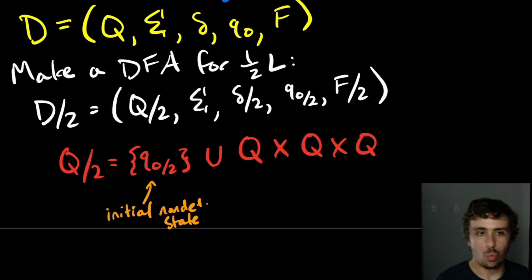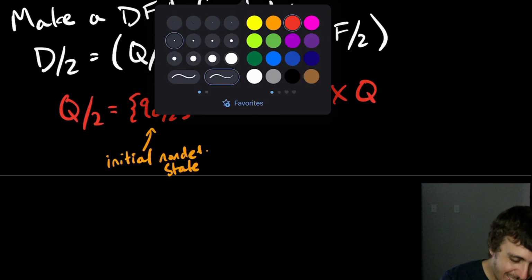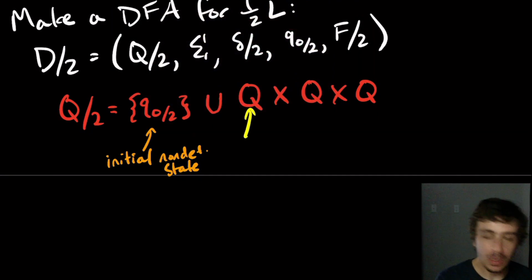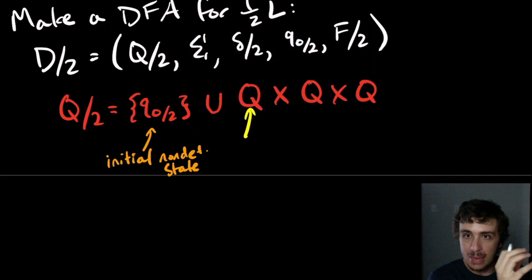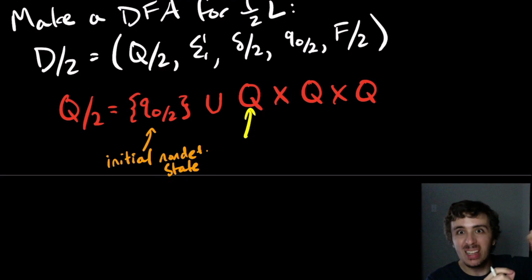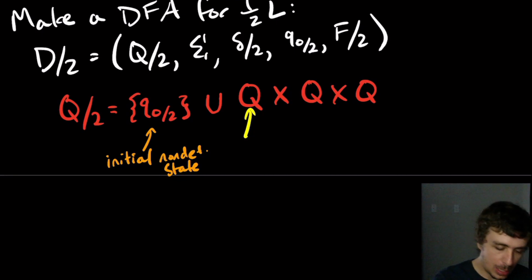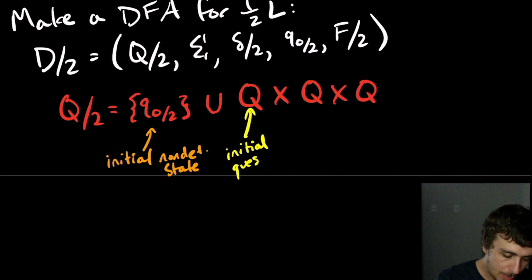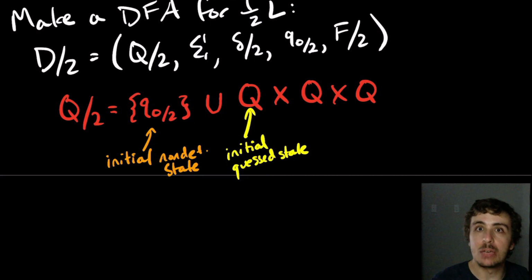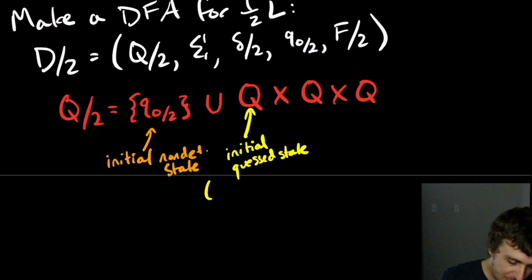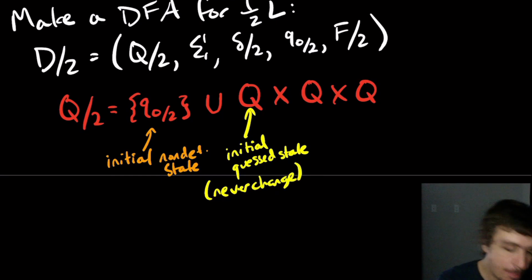You may think, where did that come from? With this first Q, I have to keep track of all three possible things: the initial guessed state, the one that we're currently in during the first half of the computation, and the one in the second half. So this is the initial guessed state, and of course, because we initially guessed it, that is never going to change. So this guy is never going to change, ever, and we have to make sure of that.